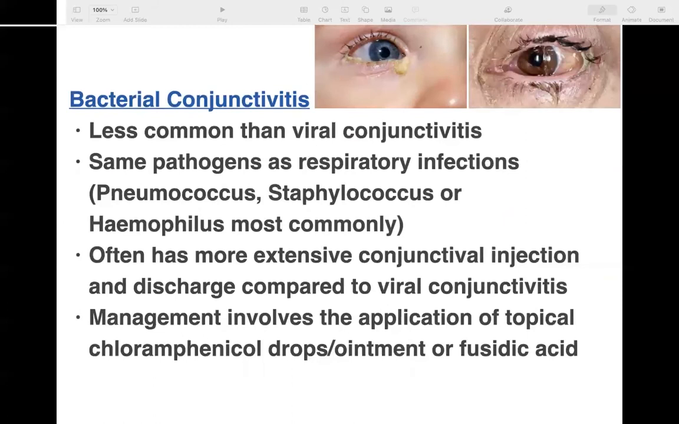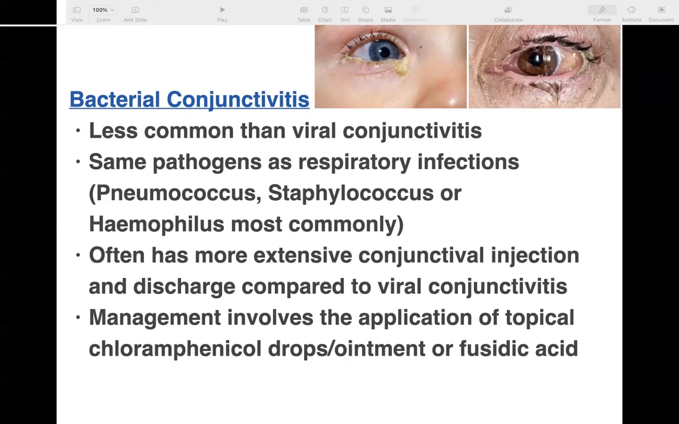They are caused by the same pathogens as respiratory infections: pneumococcus, staphylococcus, and Haemophilus influenzae. They are the most commonly known pathogens for bacterial conjunctivitis. It often has more extensive conjunctival injection and discharge compared to viral conjunctivitis, profuse discharge. The management of bacterial conjunctivitis is different from viral.